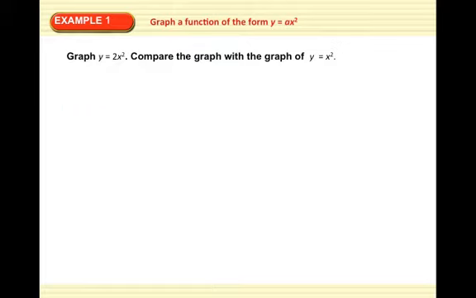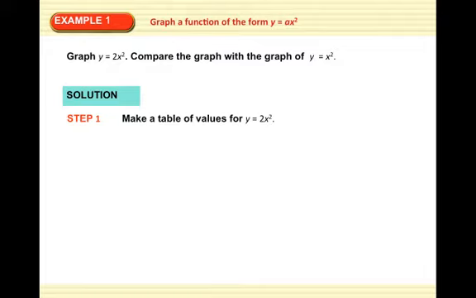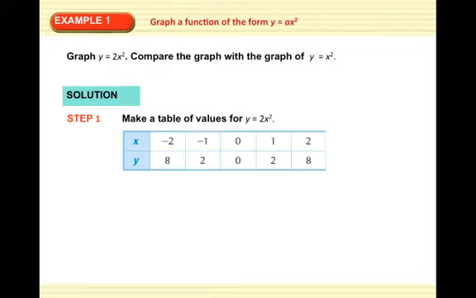Then you go ahead and you make a table of values for y equals 2x squared. So pick some convenient x values. In this case, picking -2, -1, 0, 1, and 2 works. That'll work most of the time. If you have a fraction there in front of your x squared, you might want to pick values that'll work well with that fraction, but we don't. We have a 2, so we'll stick with -2, -1, 0, 1, and 2.